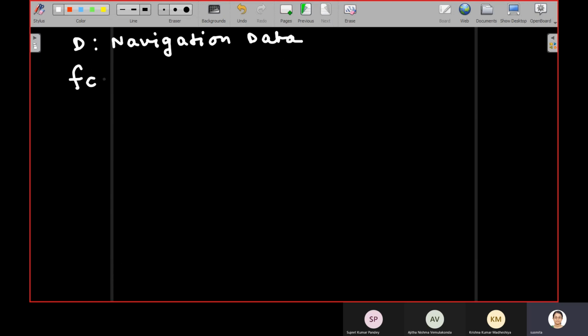F_CA is the carrier frequency. We know that any GNSS signal has three basic components: code, carrier, and data. Code is the pseudo-random code; carrier carries the pseudo-random code and navigation data from satellite to user; and navigation data contains various pieces of information about the satellite.